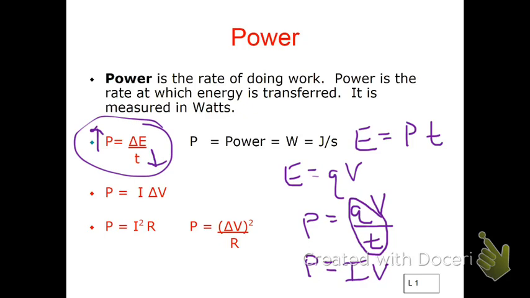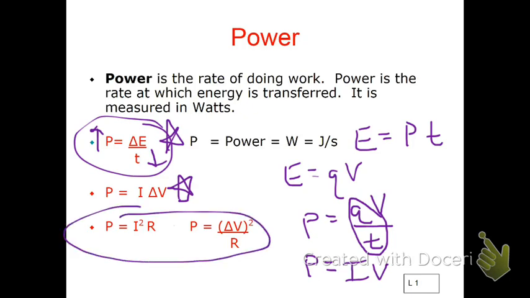The formulas that you'll get on the AP exam are this formula here and this formula here, these two that I've starred. These other two forms of the formula I don't think are on the formula card, these two right here at the bottom that I'm circling. But let's see where they come from.